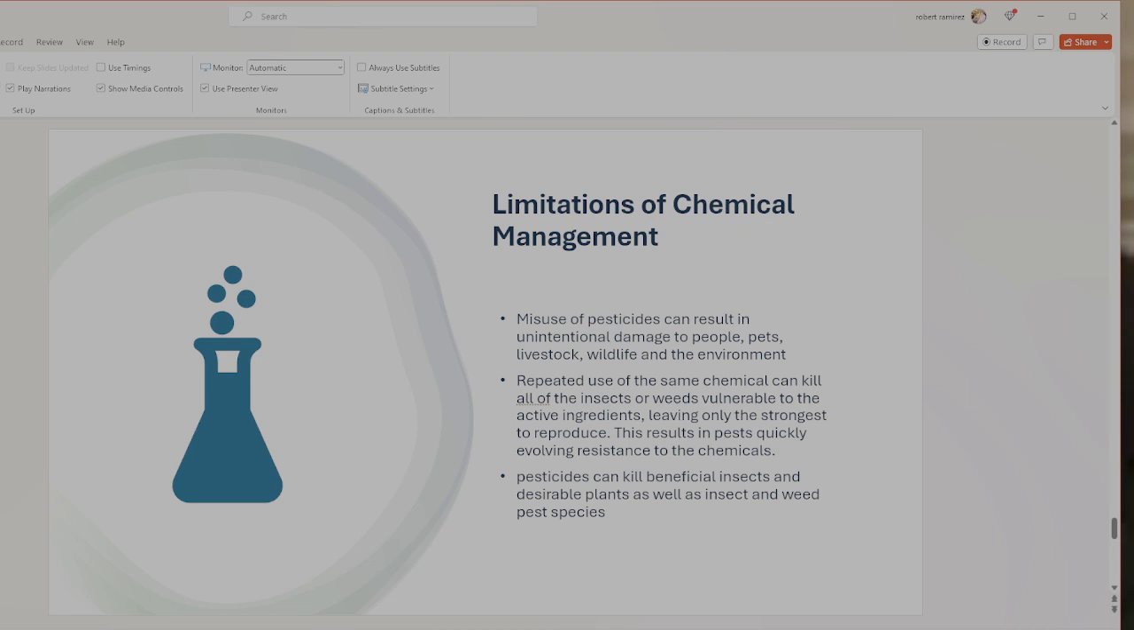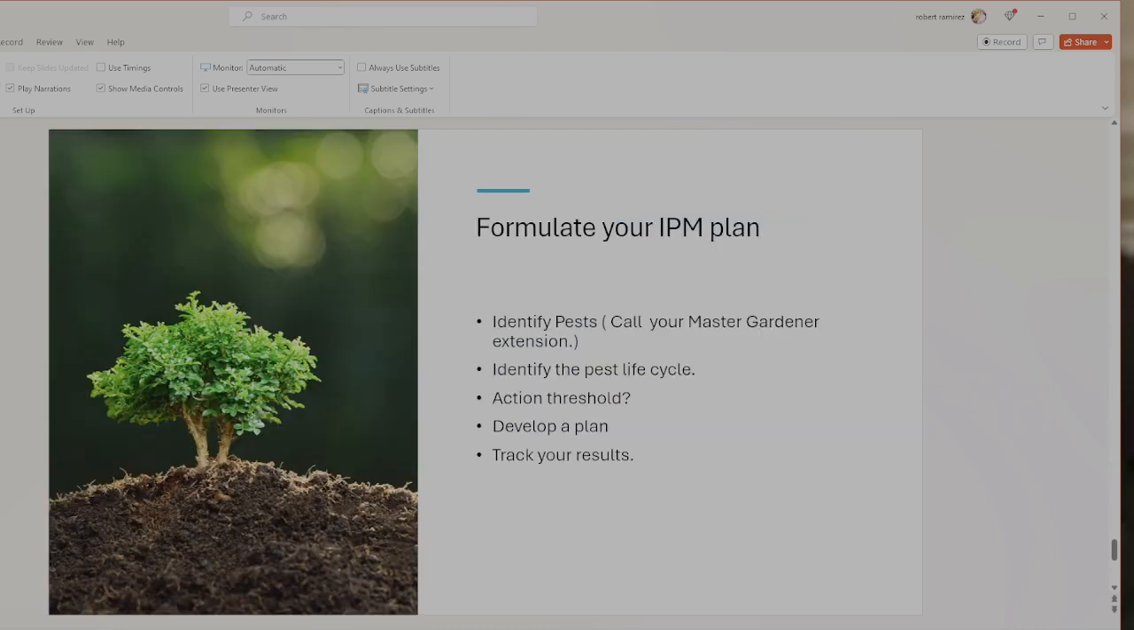So pests can start to, especially if you don't use them correctly, build a resistance to chemicals. Pesticides can kill beneficial insects and desirable plants as well as insects and weeds, pest species. So remember that when you're spraying pesticides, they can also kill all the beneficial insects and organisms that you need for a thriving plant. It's kind of give and take, right?